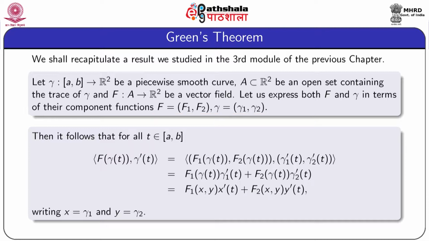Then for every t from the closed interval AB, we find that inner product of F gamma t and gamma dash t equals the inner product of F1 gamma t, F2 gamma t with gamma 1 dash t, gamma 2 dash t. So, this equals F1 x y times x dash t plus F2 x y times y dash t, where x equals gamma 1 and y equals gamma 2.